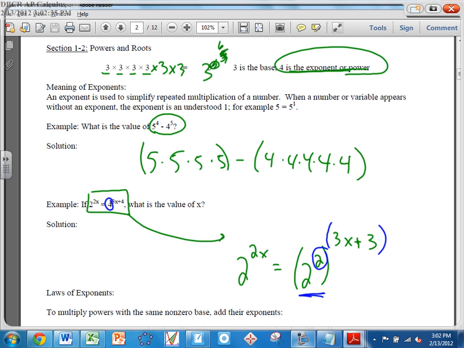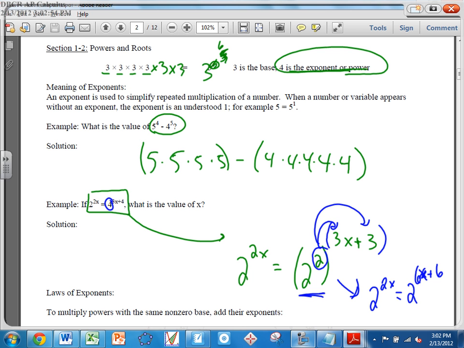When you raise a power to a power, you have to multiply those powers. So this equation simplifies to be 2 to the 2x, again, equals 2. Now I have to multiply this 2 to both terms. I'm distributing it. So this will become 6x plus 6.